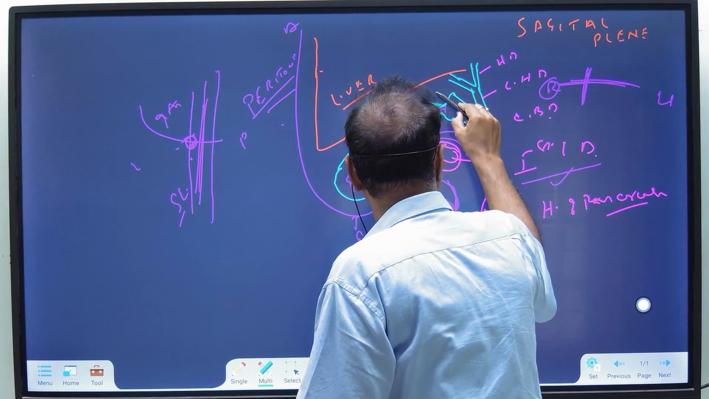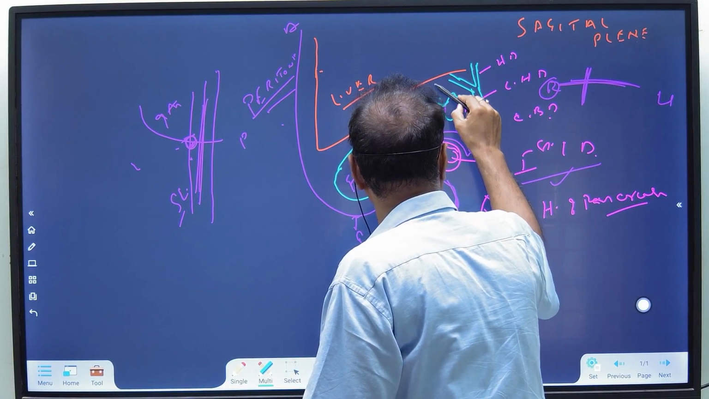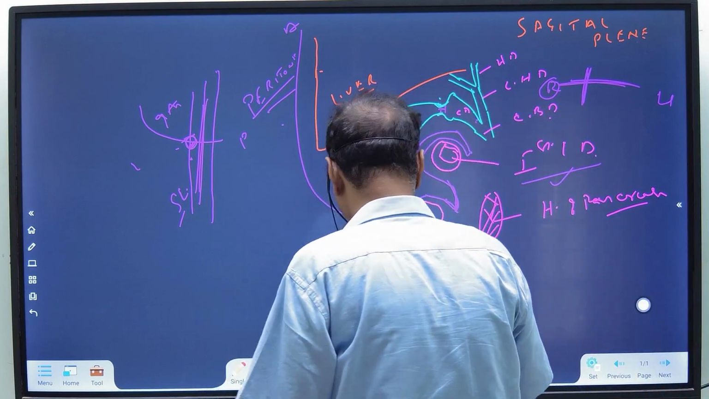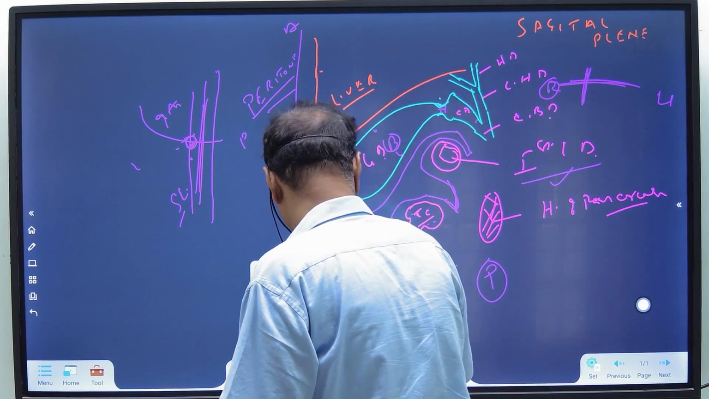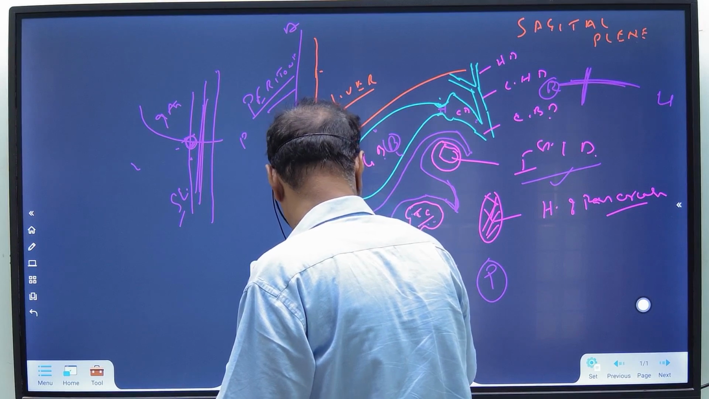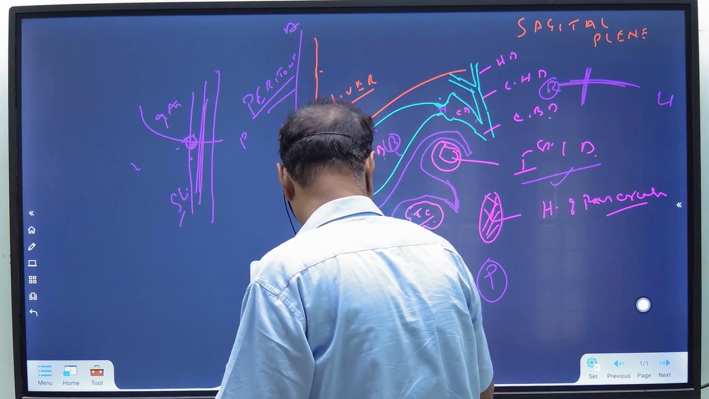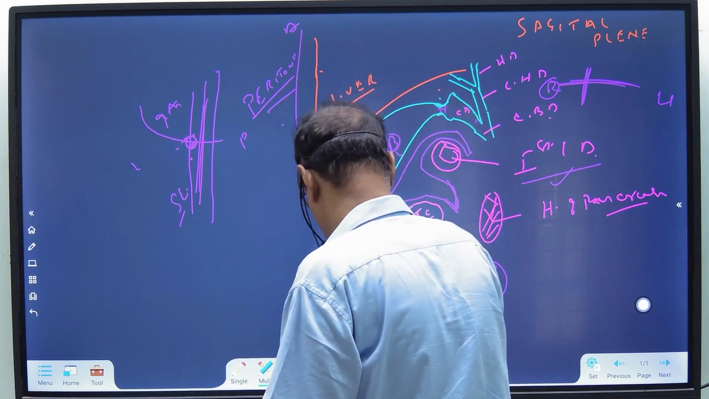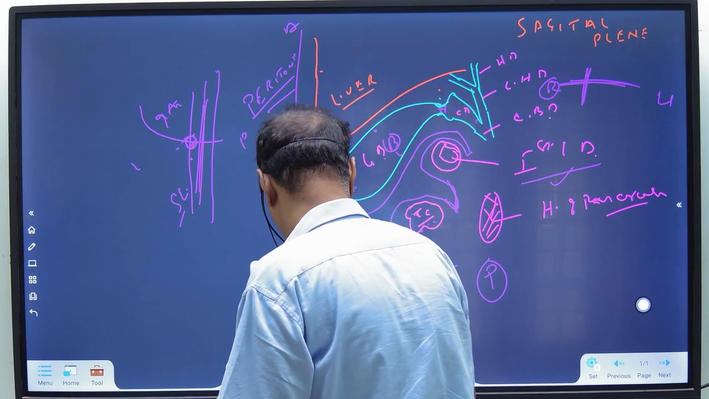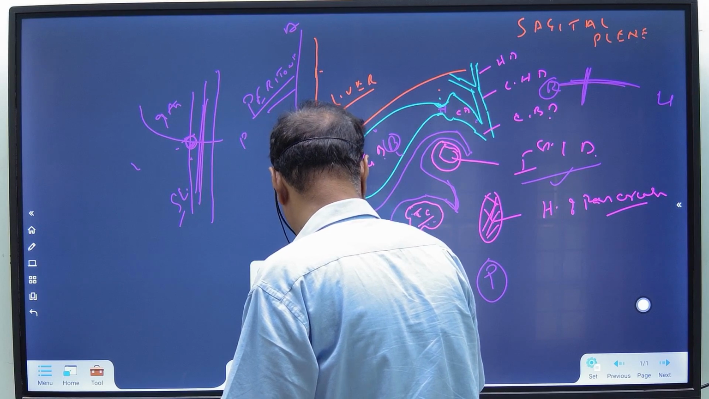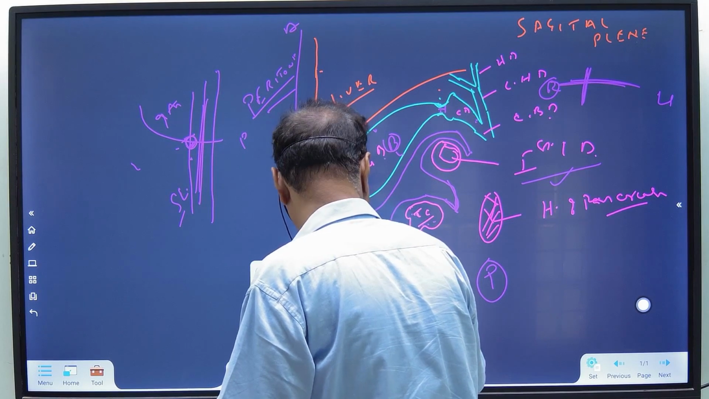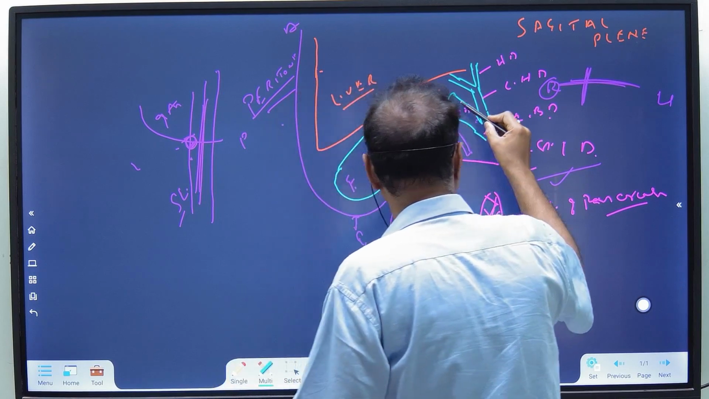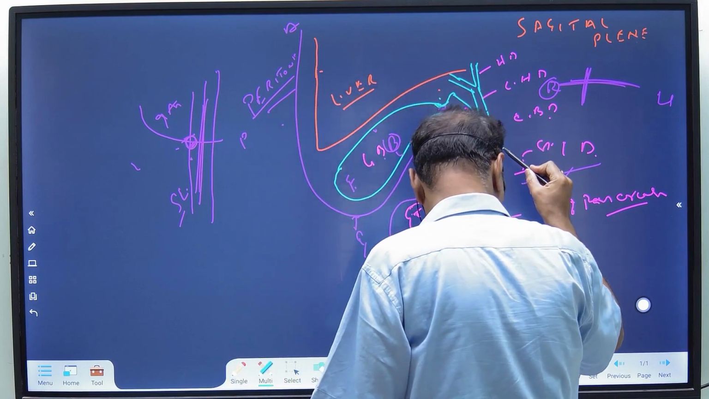And the neck is related to what? The inferior surface of the gallbladder. And here we have got one important structure, and that one is the artery.